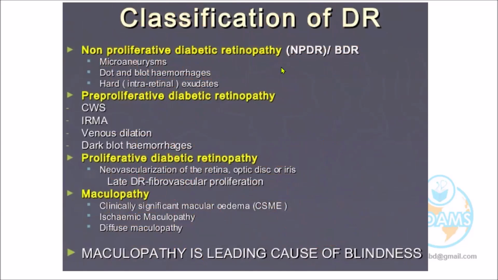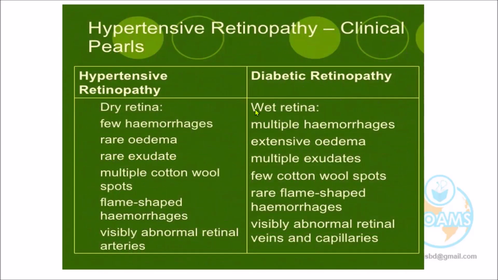How to classify diabetic retinopathy? Non-proliferative, pre-proliferative, proliferative. These are the three headlines. Maculopathy is a separate entity. It can happen in any type of diabetic retinopathy. Maculopathy is the leading cause of blindness here. Fine. Now, there are differentiating points between the diabetic retina and the hypertensive retina to know. Hopefully you will get a better snapshot.